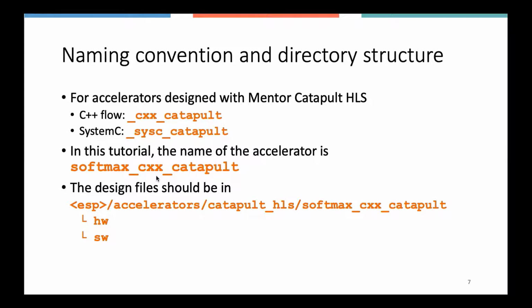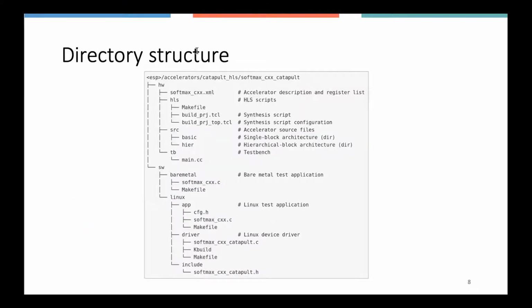If you have correctly uncompressed the tutorial material, the files for the HLS project and the software application will be in the directories hardware and software. Let's see more in detail the directory structure. In particular, for the softmax CXX Catapult, we will have a hardware and software directory.